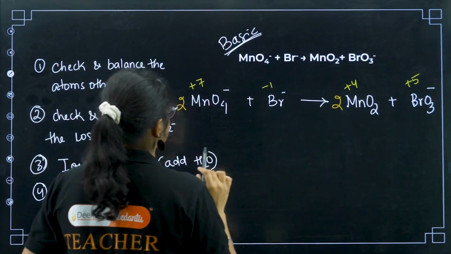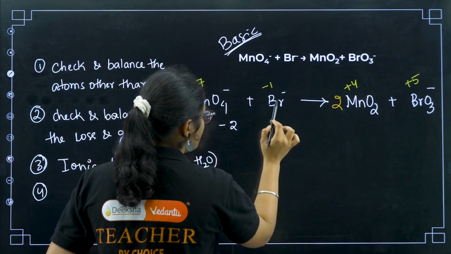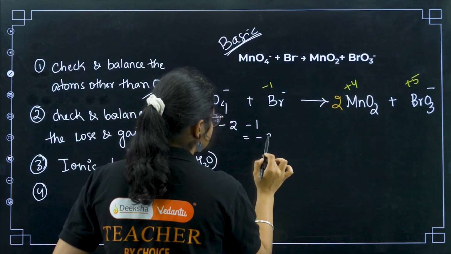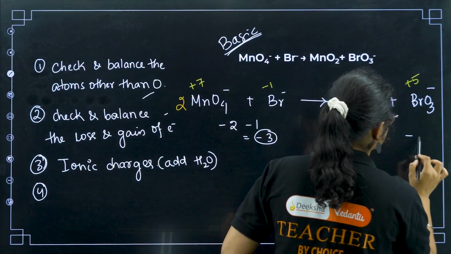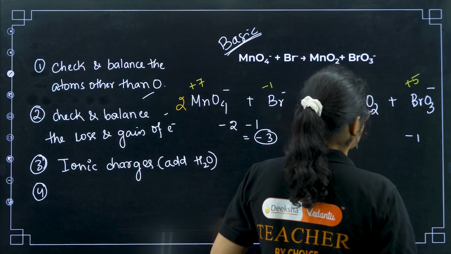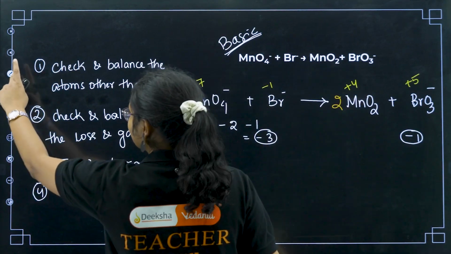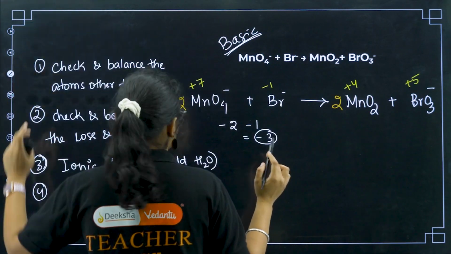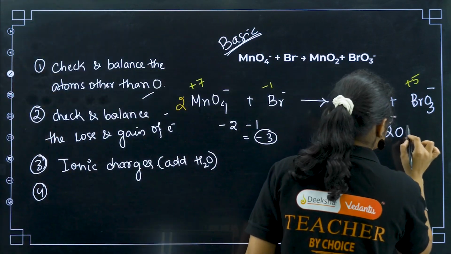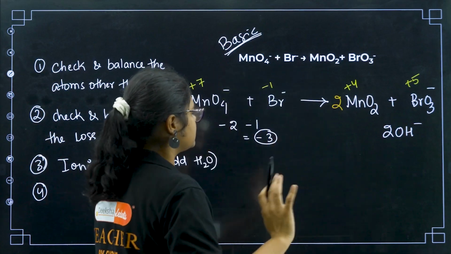Next we'll check the ionic charges. So here we have 2 MnO4 minus, so that means minus 2 here and minus 1 here, so that is minus 3 on this side. And here we have only 1 minus, right? So I want to make this side 3 minus. So what I can do is I can add here 2 OH minus. Okay, so now you see total charge is minus 3, this side also total charge is minus 3.